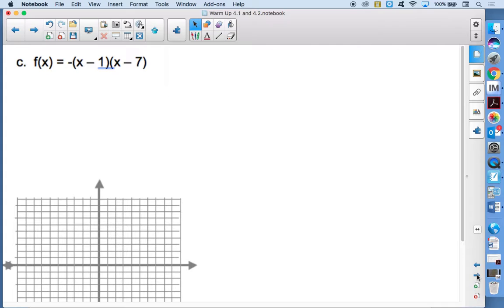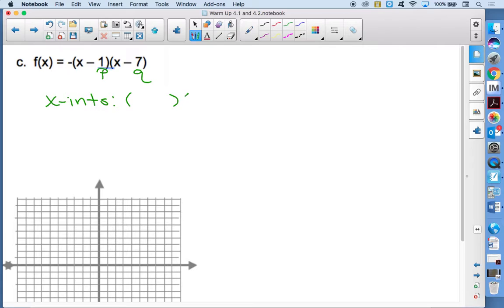Does anybody know what the numbers inside the parentheses represent? Emma? The x. Yeah, so the numbers inside are the x-intercepts. So this is intercept form because without doing work, you can pull the x-intercepts out of the problem. So Emma, what are your x-intercepts? 1, 7. Yeah, so 1, 0, 7, 0.